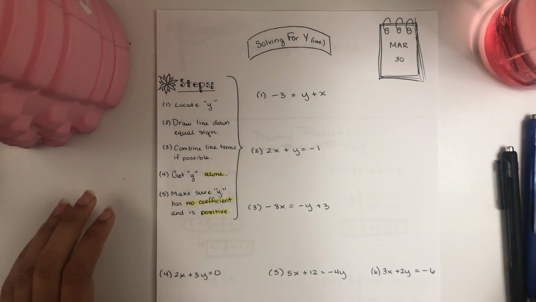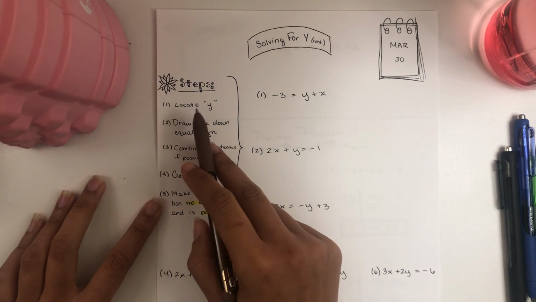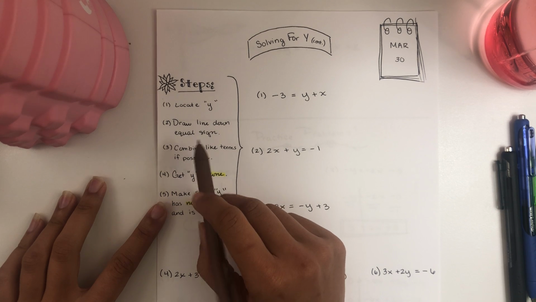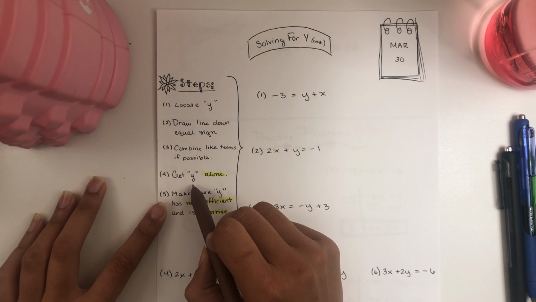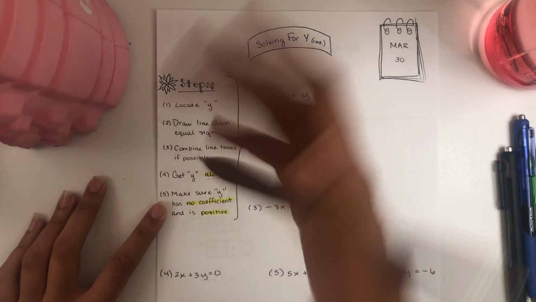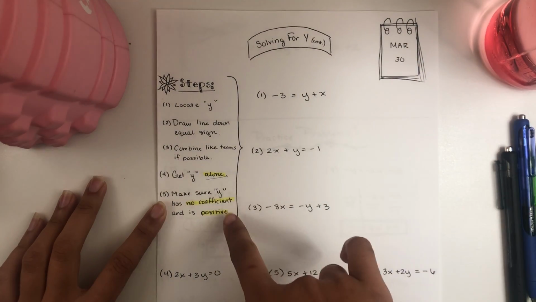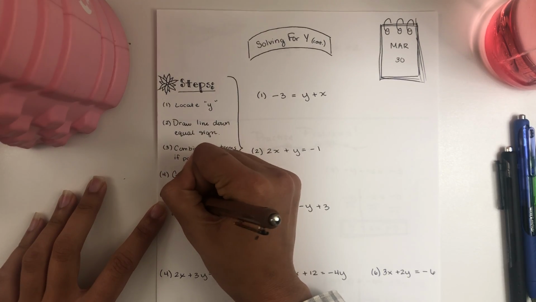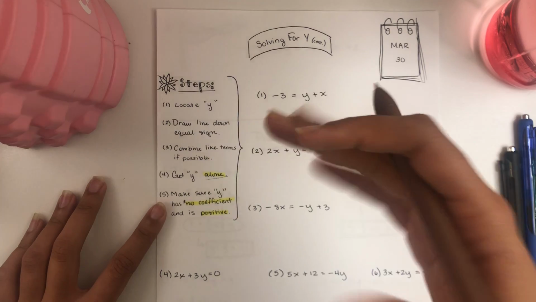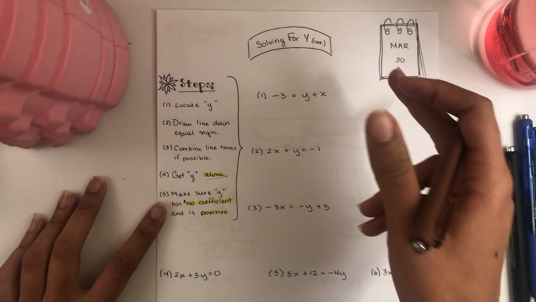Okay, all right. So looking at these steps, first you have to locate y, draw a line down your equal sign, combine like terms if possible, get y alone, make sure y has no coefficient and is positive. You are going to have to know what the word coefficient is. Again, we already went over this, you were quizzed on it, but it's going to come up. Coefficient is just a number that's attached to a variable, right?